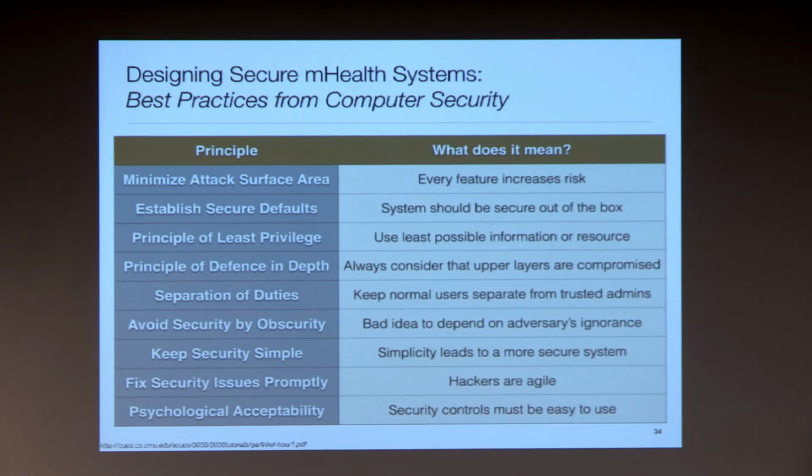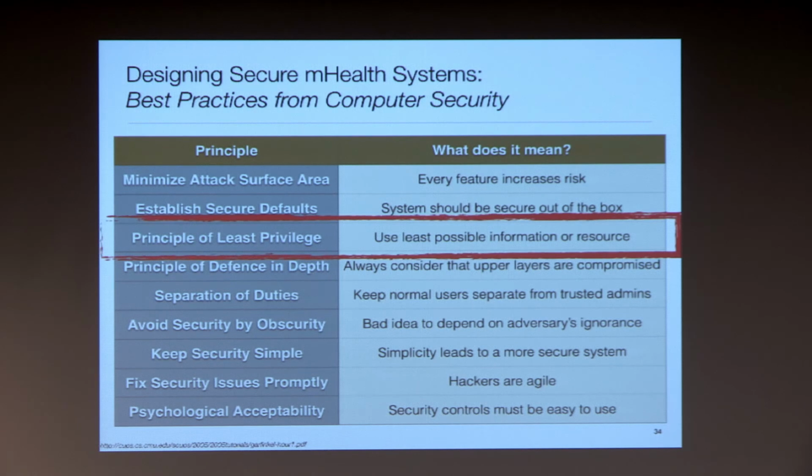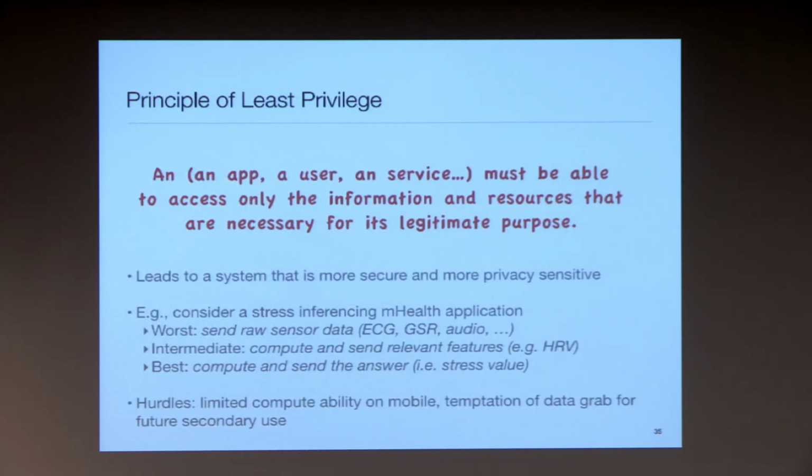Closing, one of the things that I would just highlight, among the many principles, is the principle of least privilege. Don't ask for information or resources that you don't need. This is the classic data grab type of situation. Avoid that. It leads to a system which is more robust.